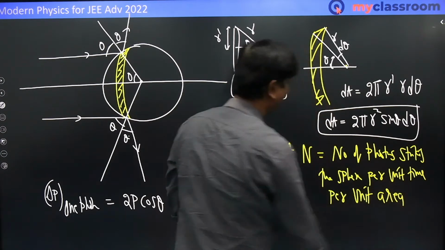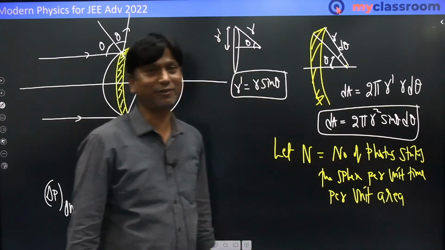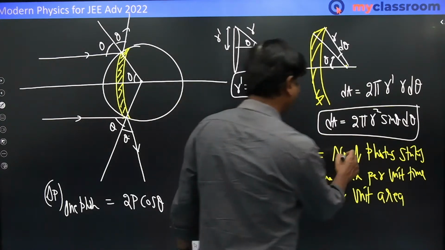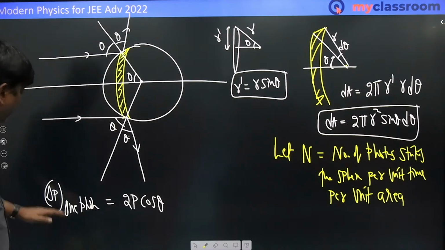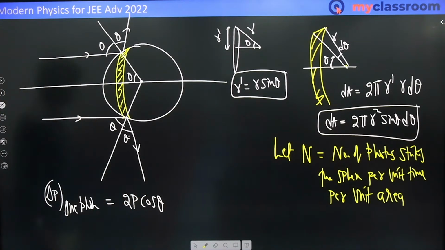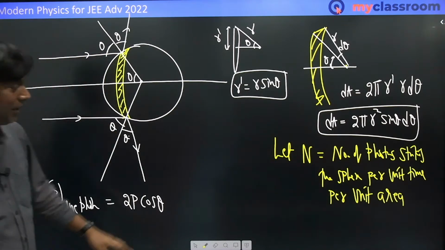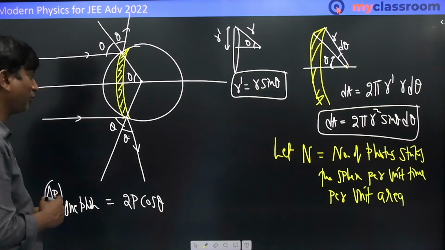This is very important. We take N as the number of photons striking the sphere per unit time per unit area. Now this is the change in momentum of one photon, right? But now I want the force exerted by all the photons.